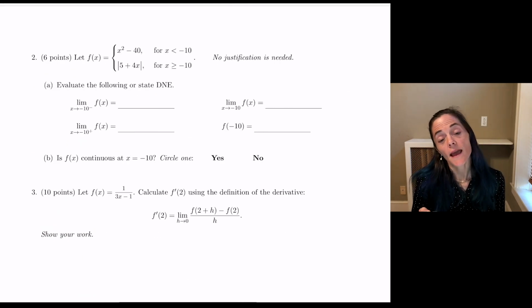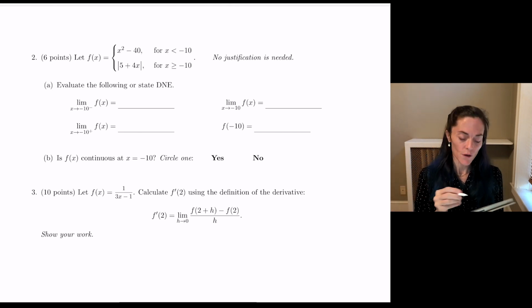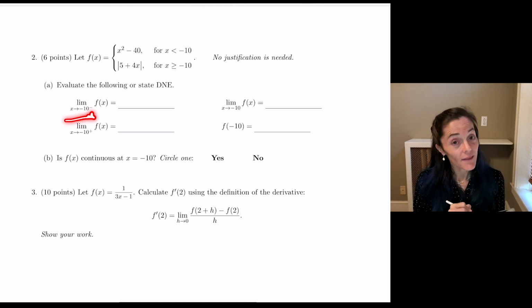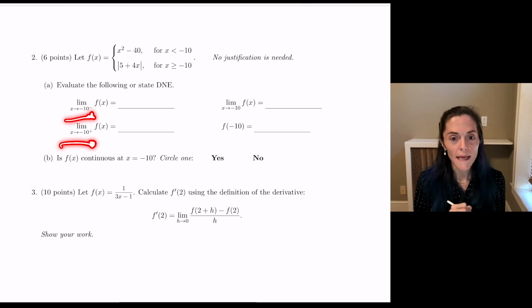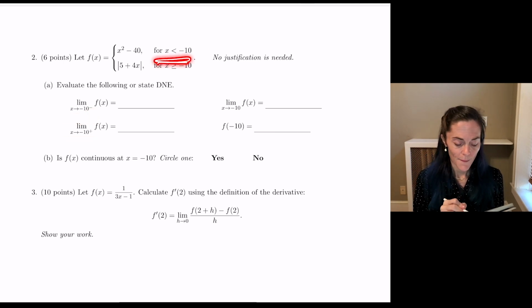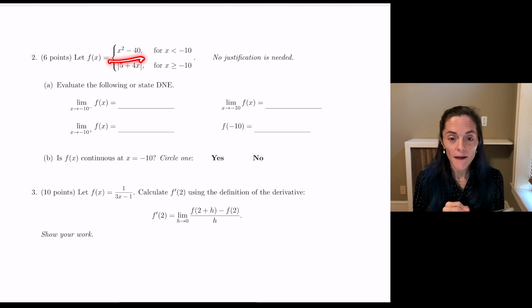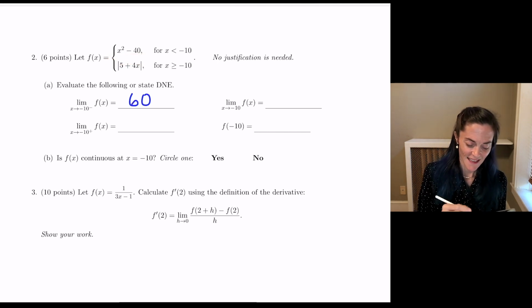Number 2, parts A and B, we have a piecewise defined function. No justification is needed. First, you notice we have a limit as x approaches minus 10 on the left. We have a limit as x approaches minus 10 on the right. So minus 10 on the left, we use values less than minus 10 and approaching. So we get 100 minus 40, which is 60.